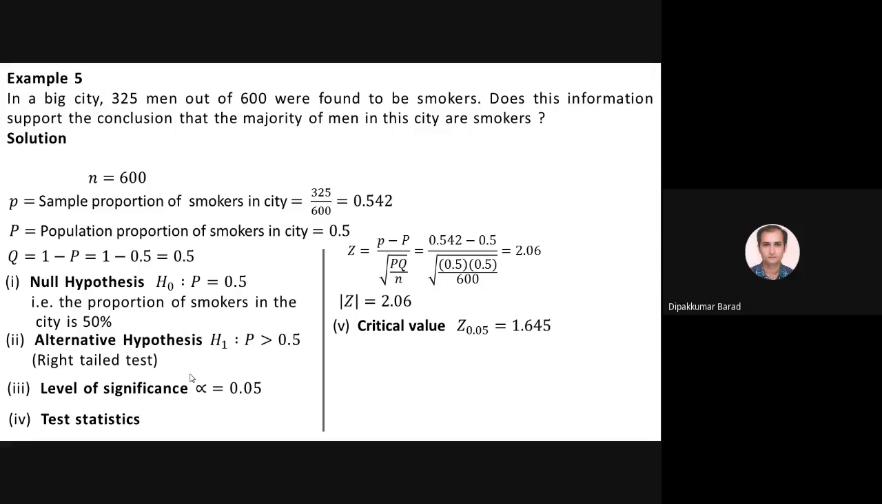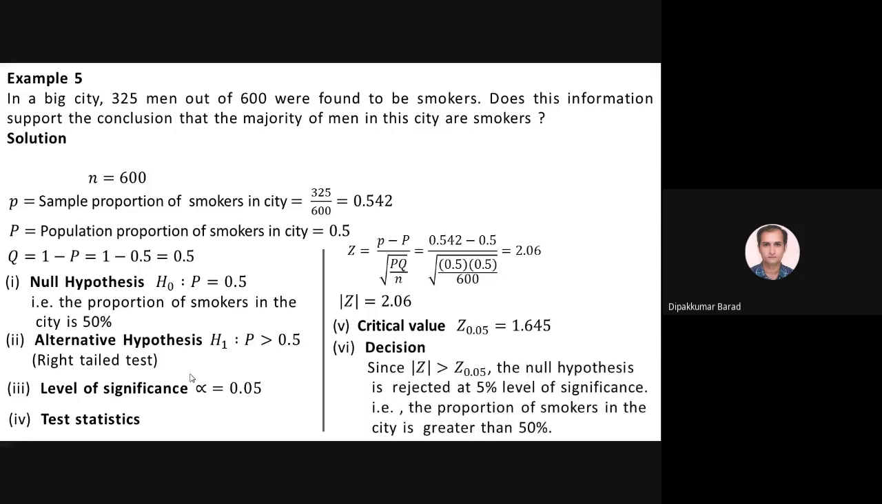Now if we compare with mod z, we can see that mod z is greater than z at 0.05. So the null hypothesis is rejected at 5% level of significance. It means the proportion of smokers in the city is greater than 50%, so the majority of men in the city are smokers. Okay, is it clear? Is it clear for everyone?